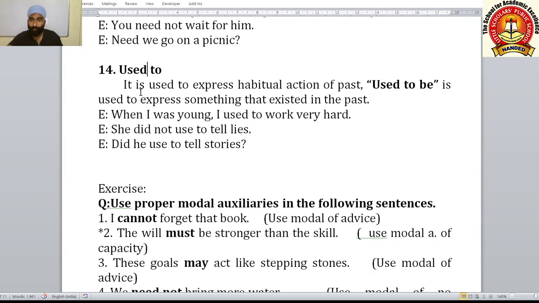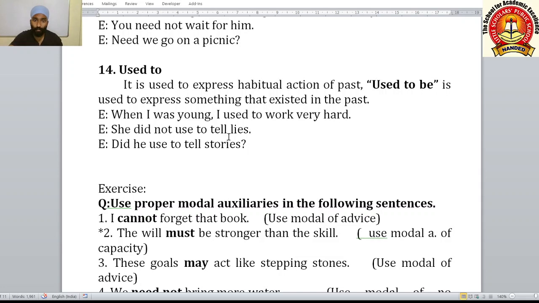After that, used to. We are all aware of this modal auxiliary used to. We use used to only in past tenses to tell past habits, habitual actions in the past. It expresses habitual action of the past. Used to be, if we are telling that something existed in the past, a state of being in the past, at that time we use be after used to. So here you see it is used to express something that existed in the past, what used to be. And for habitual action we use used to, such as, when I was young I used to work very hard.